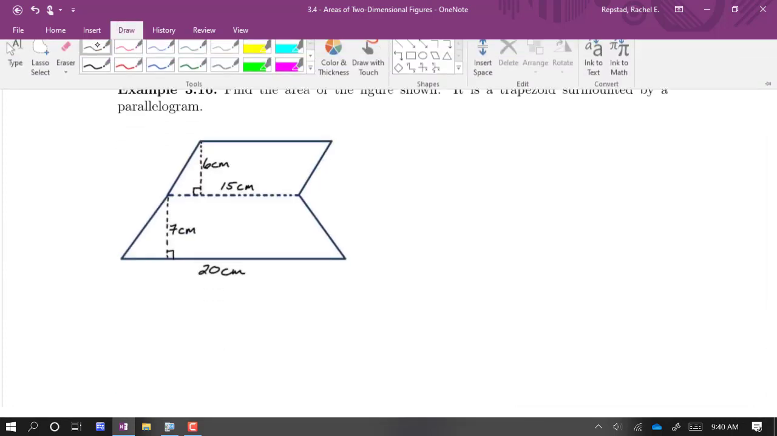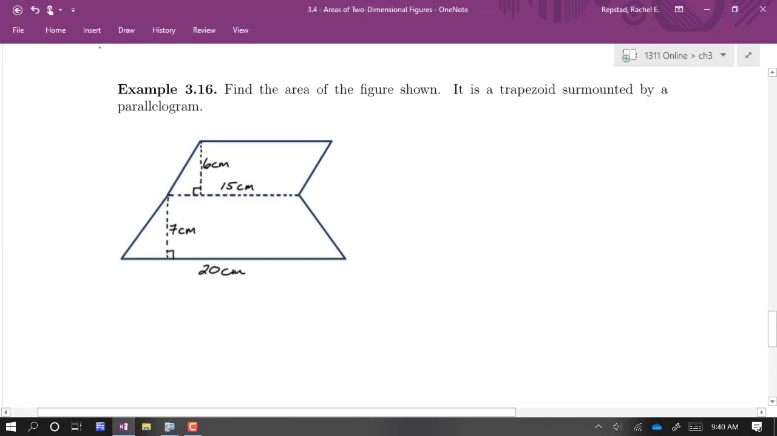Alright, one more example in this section. We want to find the area of this figure. They tell us that it's a trapezoid surmounted by a parallelogram. So the trapezoid's on the bottom. I know if I want the total area, I'm going to do this by finding the area of the trapezoid and adding it to the area of the parallelogram.